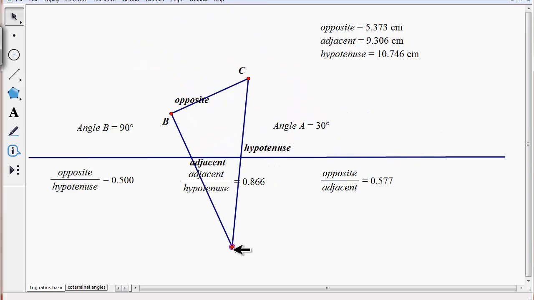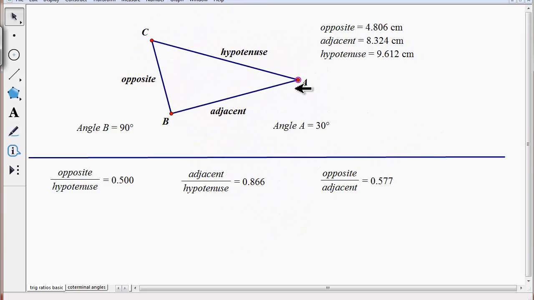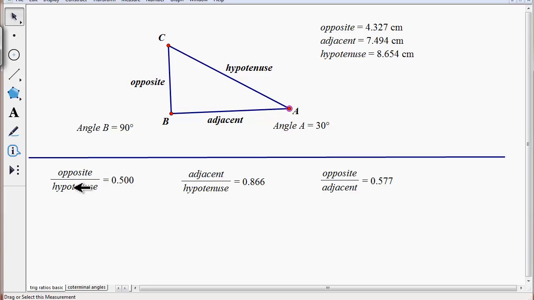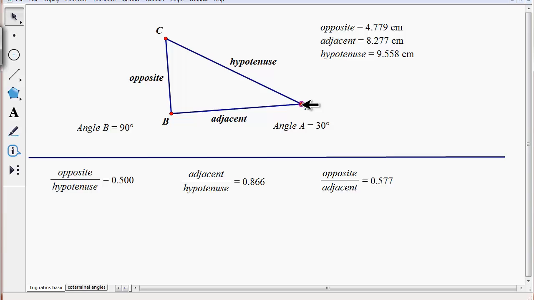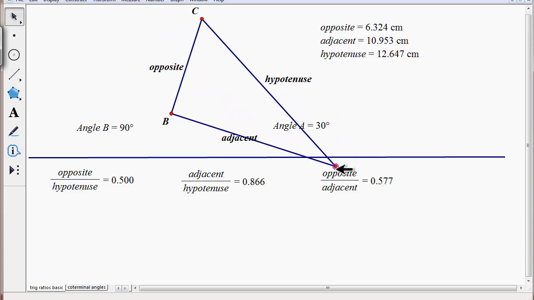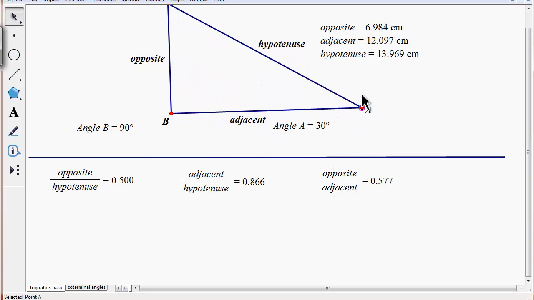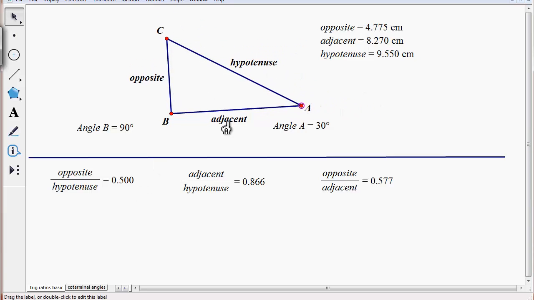So this is going to allow us to find missing pieces, because if we know that the opposite over the hypotenuse, which is the sine ratio, is 0.5 for angle A of 30, then we can deduce that any triangle of angle 30 will produce a ratio of opposite to hypotenuse of 0.5. So we can use that to our advantage when finding other parts of the triangle.